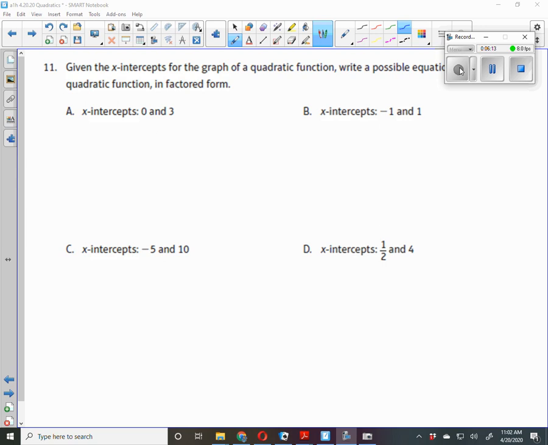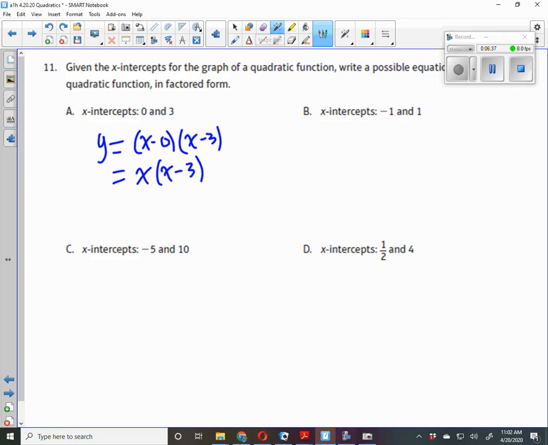Given the x-intercepts for the quadratic function, write a possible equation of the quadratic function in factored form. I think you can do this. We know that y equals x minus 0 times x minus 3, or just x times x minus 3. So you didn't necessarily have to give me this if you know that that's just going to be 0. I'm going to go ahead and stop the video and see if you can finish these up, and I'll put the answers down.